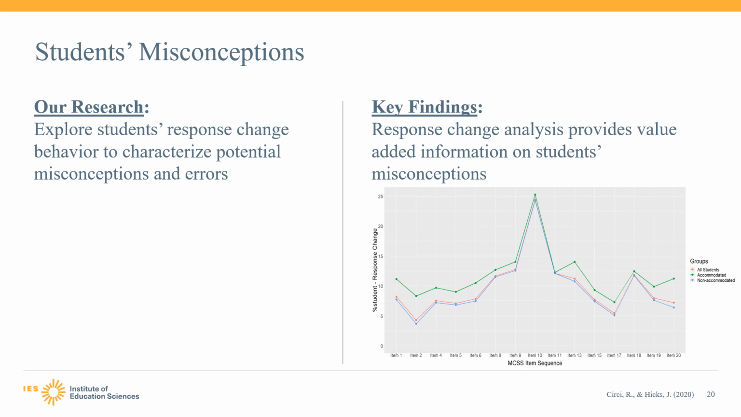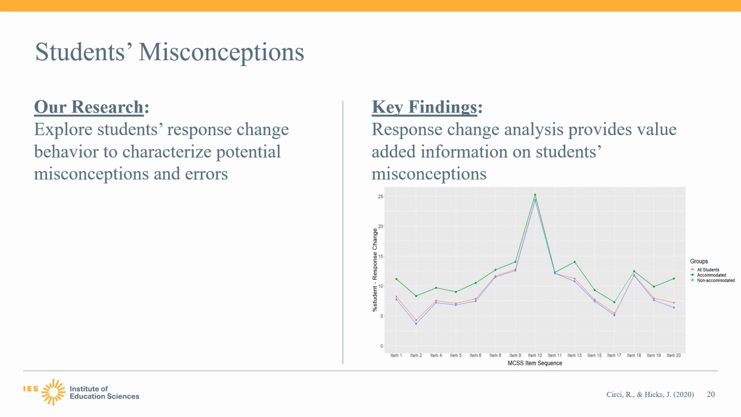Information such as item type and item difficulty can further aid in modeling if an unanswered item is related to a misconception. Response change analysis can also shed light on possible student misunderstandings based on how answers are changed or how different student groups change their answer.